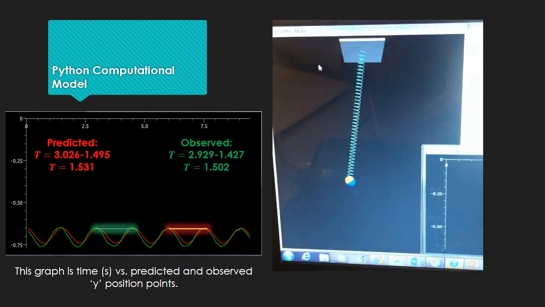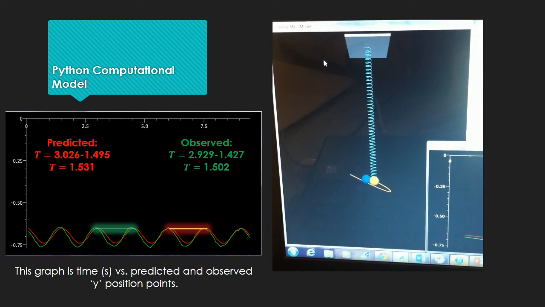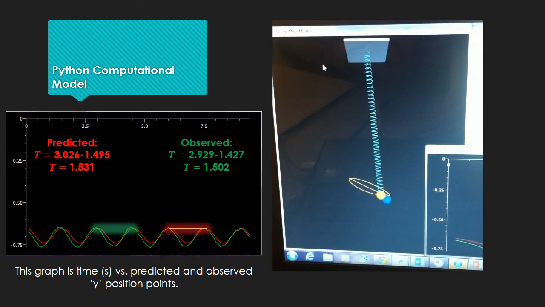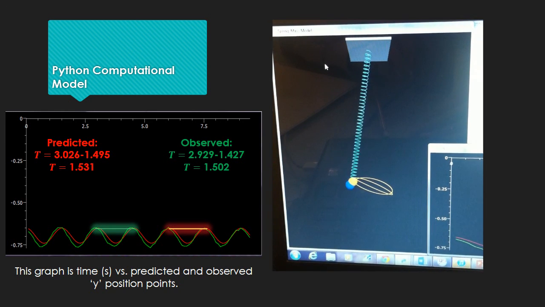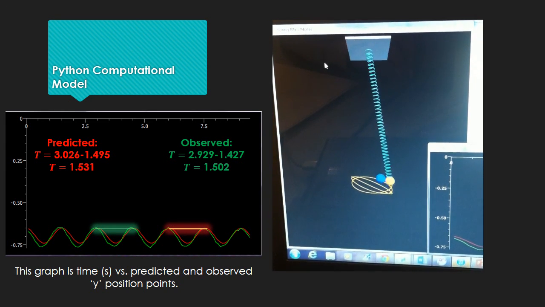Now I run my code. You'll see the predicted movement by the orange ball and the observed movement by the blue ball. They are not exactly the same, but this is probably because of technical error in my Tracker analysis.